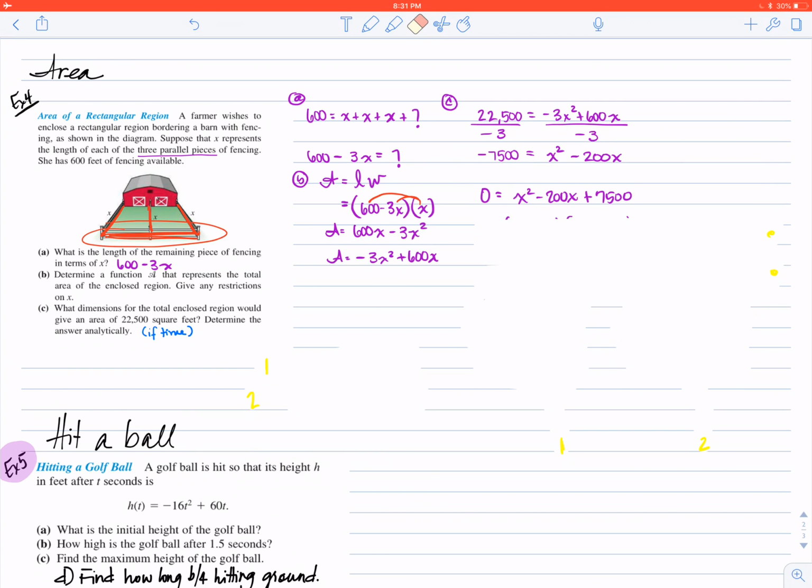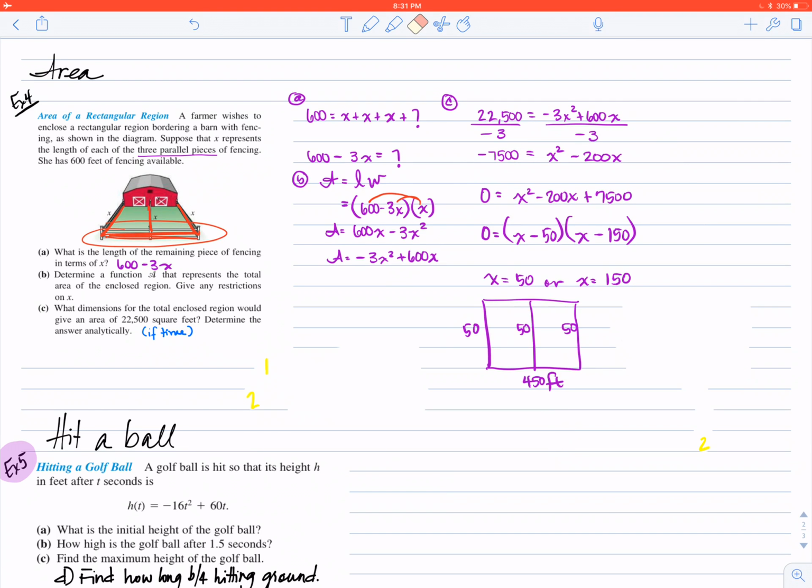Remember, you have four methods of solving quadratics. You've got the zero product property, you have the square root method, you have completing the square, and you also have the quadratic formula. On this one, I personally chose to use factoring. Set each piece equal to 0 and solve so that you'll get either x is equal to 50 or x is equal to 150.